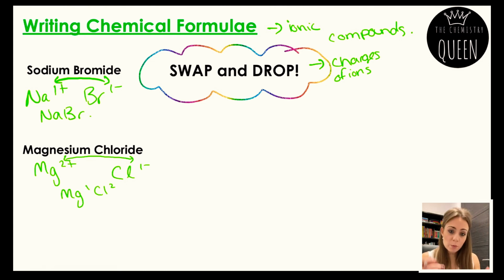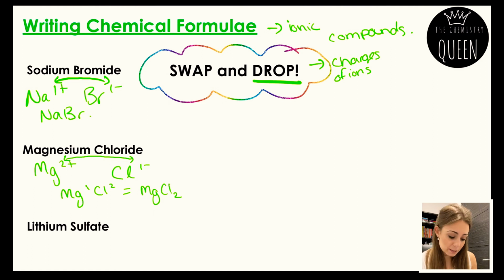Mg1Cl2, but remember we don't leave the numbers high when we're writing chemical formula. We have to drop them down, hence the swap and the drop. So it actually will be MgCl2. So that's why magnesium chloride has a formula of MgCl2.